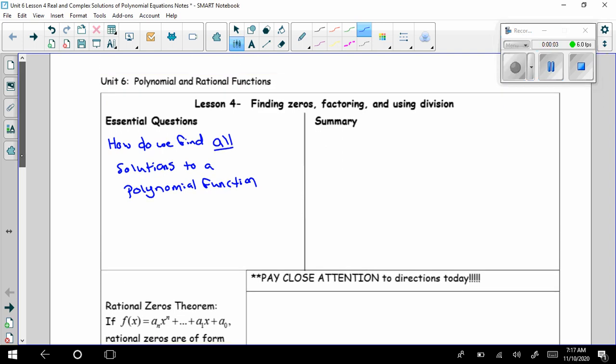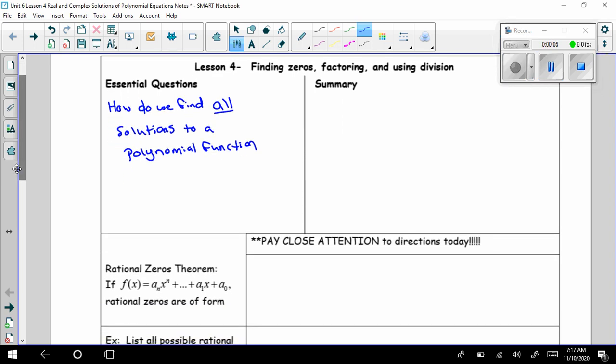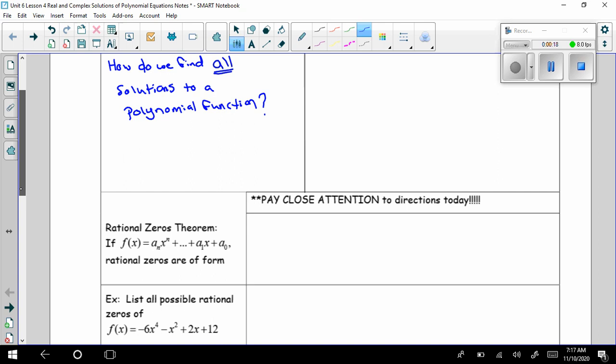Good morning. We're going to dive into Unit 6, Lesson 4, and look at how we find all of the solutions to a polynomial function, both real and complex, because you can't see all of these on a graphing calculator due to the complex roots as well. All right, so pay close attention to the directions today as far as what the questions are asking, so you know what you're supposed to do.